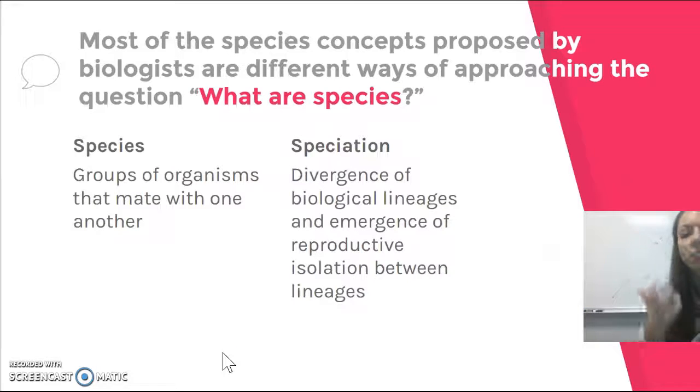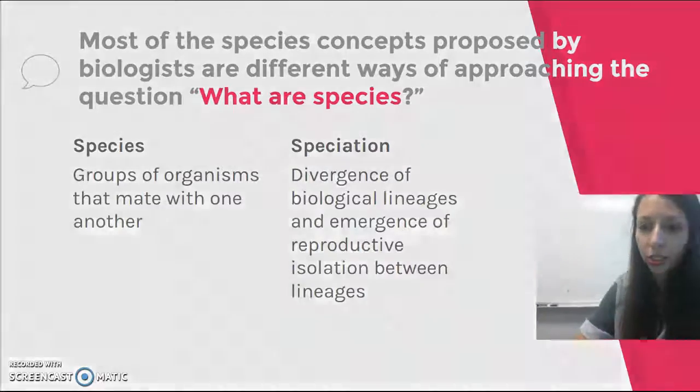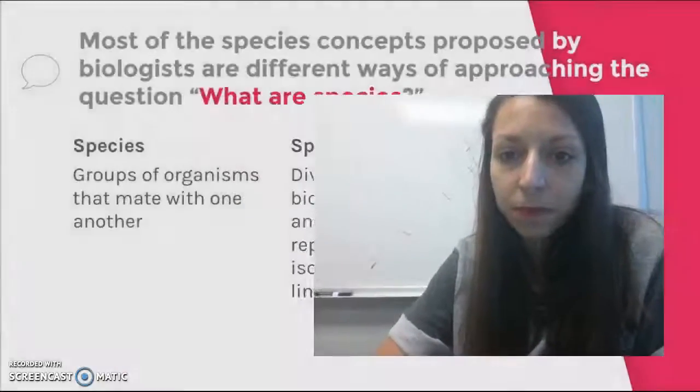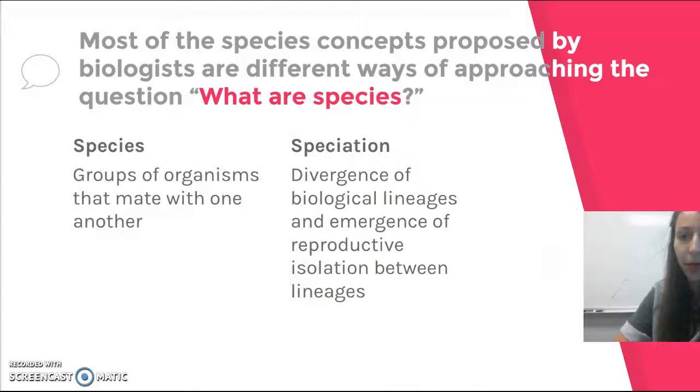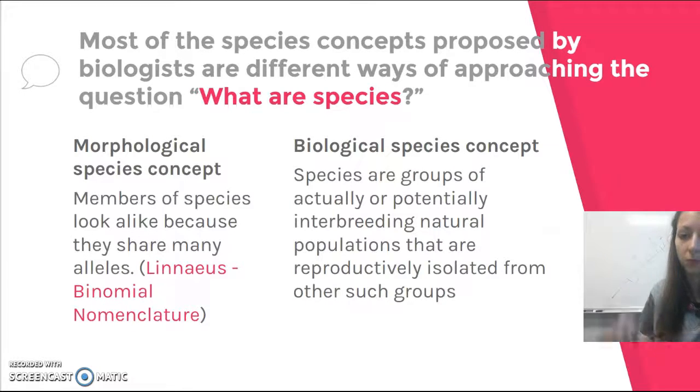Okay. Most of the species concepts proposed by biologists are different ways of approaching the question, what are species? We know that a simple definition for species is a group of organisms that mate with one another. And speciation is the divergence of biological lineages and emergence of reproductive isolation between lineages. So let's talk about reproductive isolation. Well, first of all, let's talk about these different species concepts.